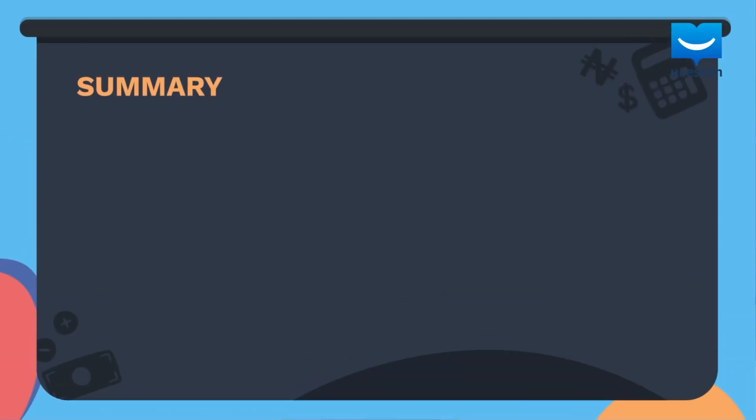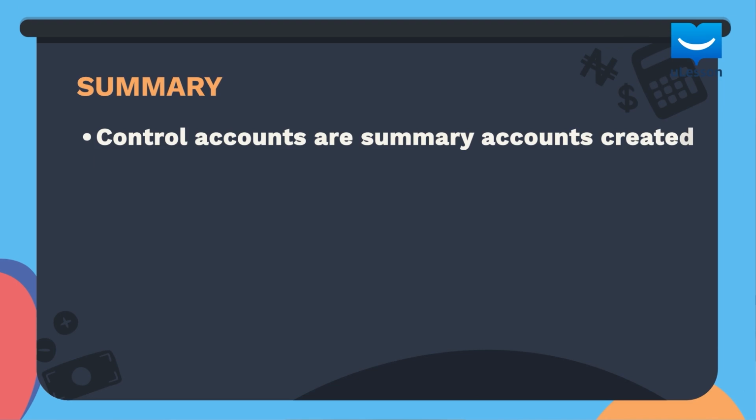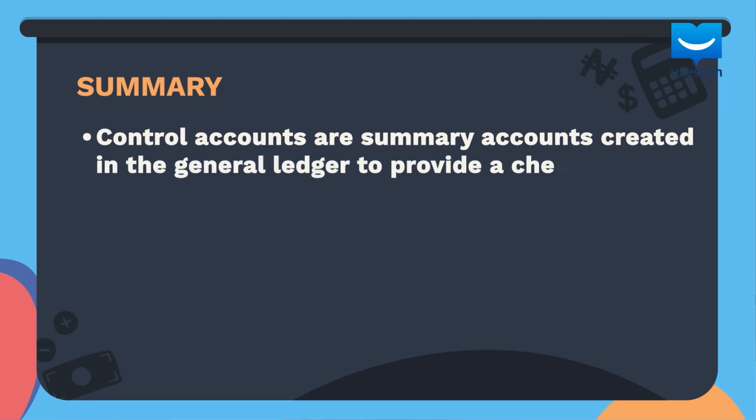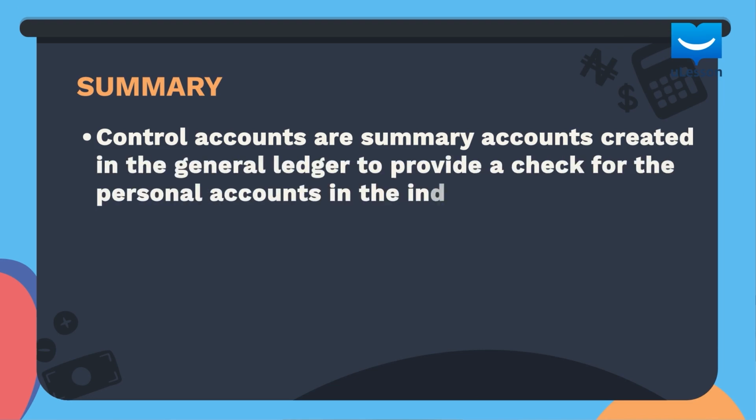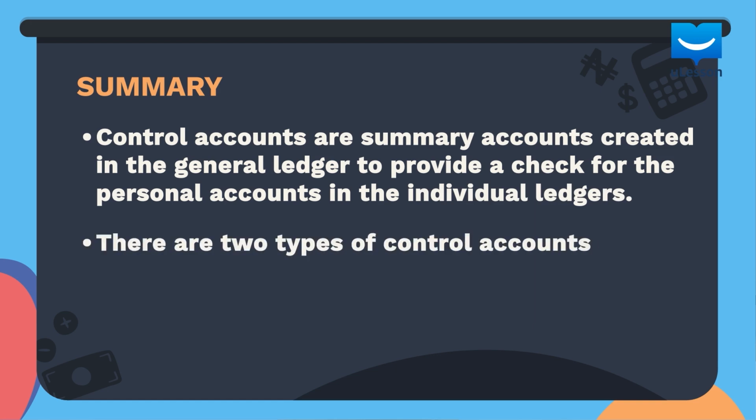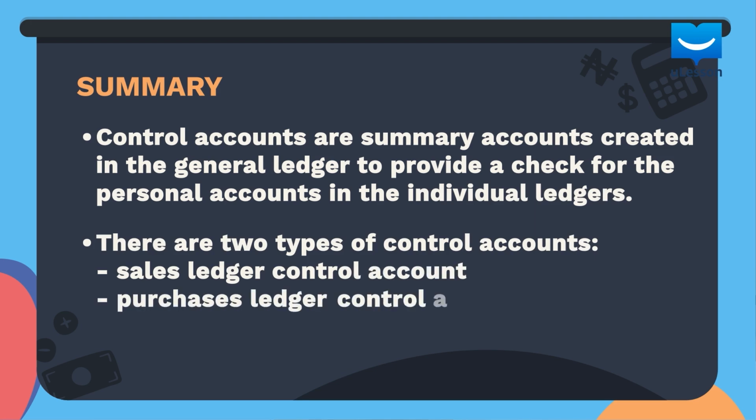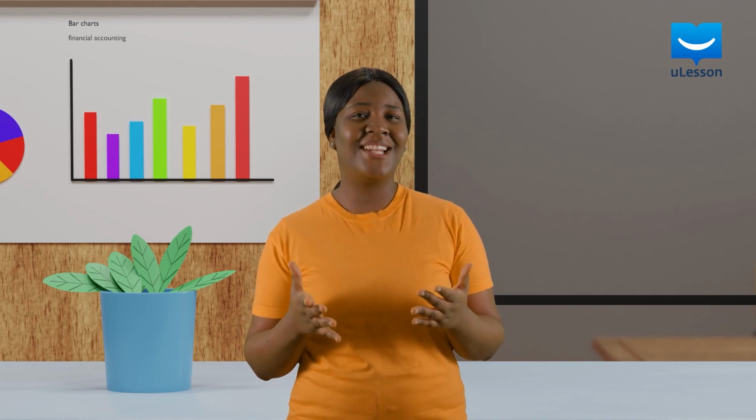By now, you should be aware that control accounts are summary accounts created in the general ledger to provide a check for the personal accounts in the individual ledgers. There are two types: the sales ledger control account and the purchases ledger control account. In future lessons, we will demonstrate and illustrate the sales ledger control account and enhance our understanding of control accounts.